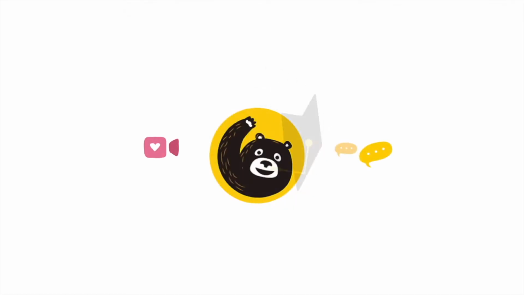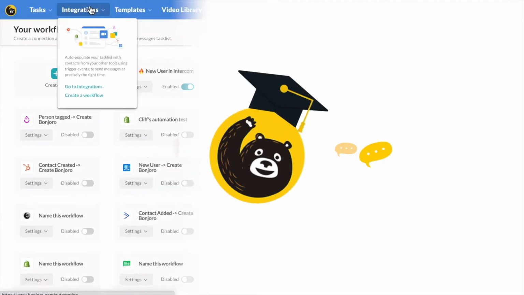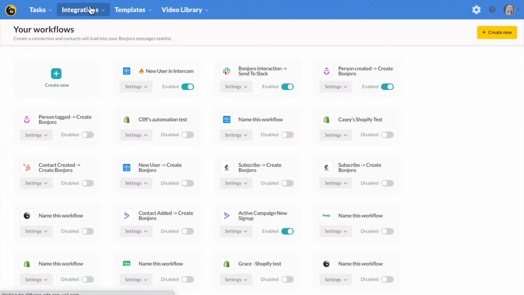Now, filters are created during the integration setup, so let's hop inside Bonjoro and walk through how to get these set up. When you log into Bonjoro, head to Integrations. If you already have an existing integration you want to add a filter to, click into that existing integration and head to the Filters section.